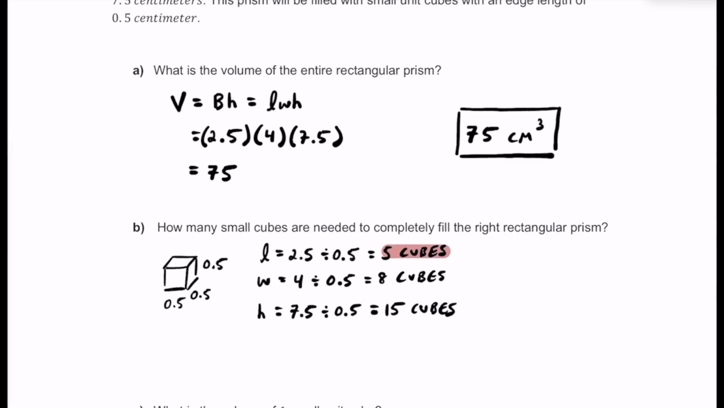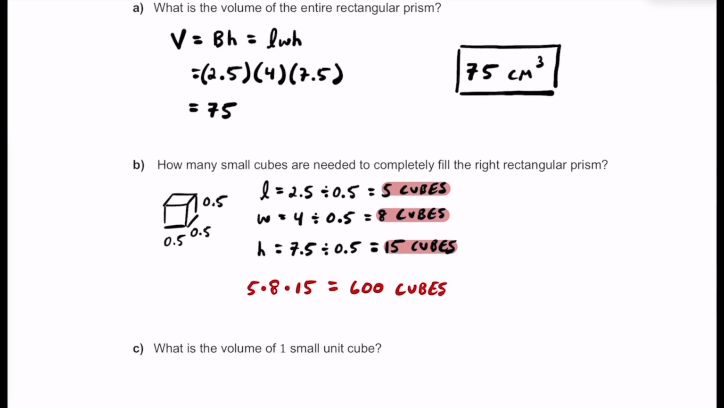So if you have 5 cubes by 8 cubes, there's 40 cubes on the bottom, and then 40 cubes times 15. So if we go ahead and take 40 times 15 here, that should end up being 600 little cubes that are going to be going into this right rectangular prism.